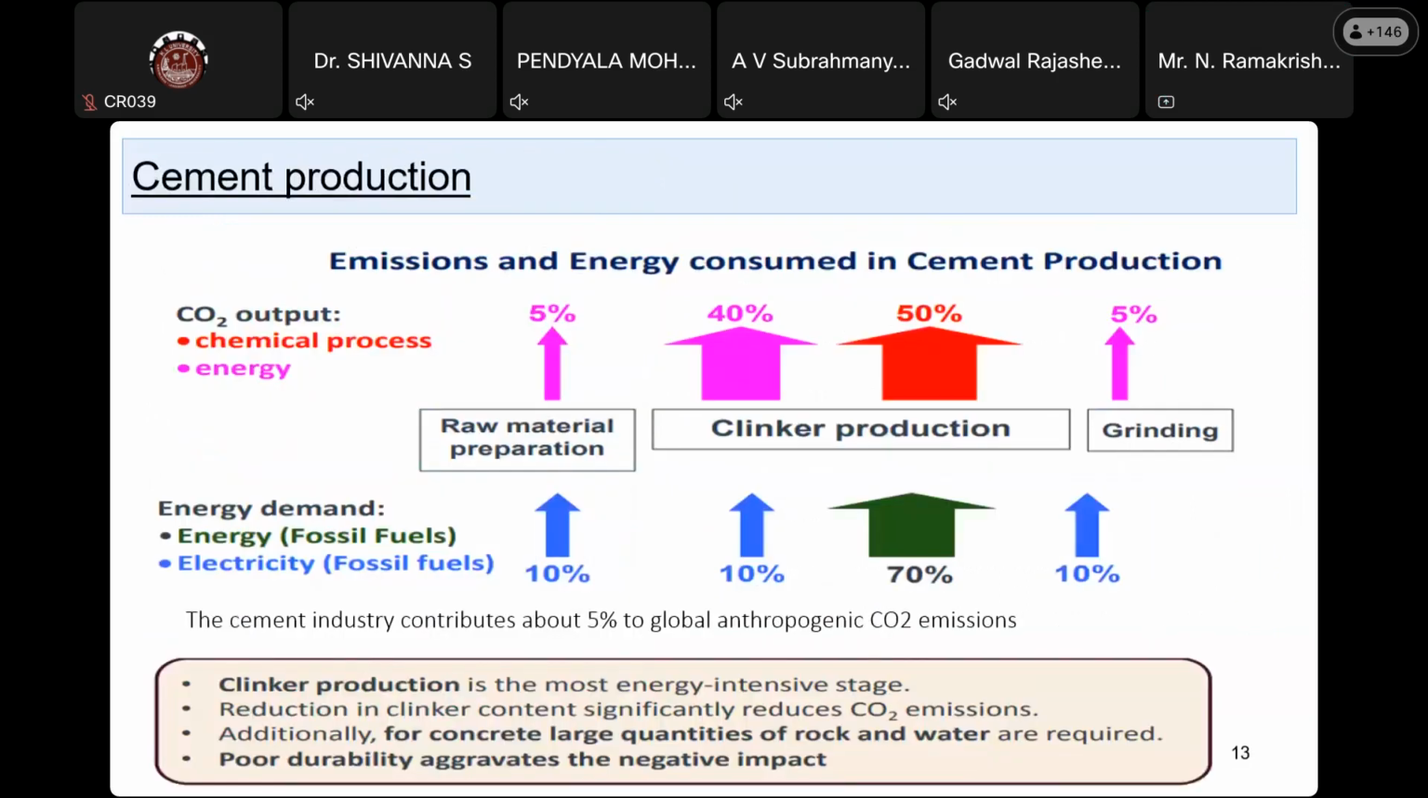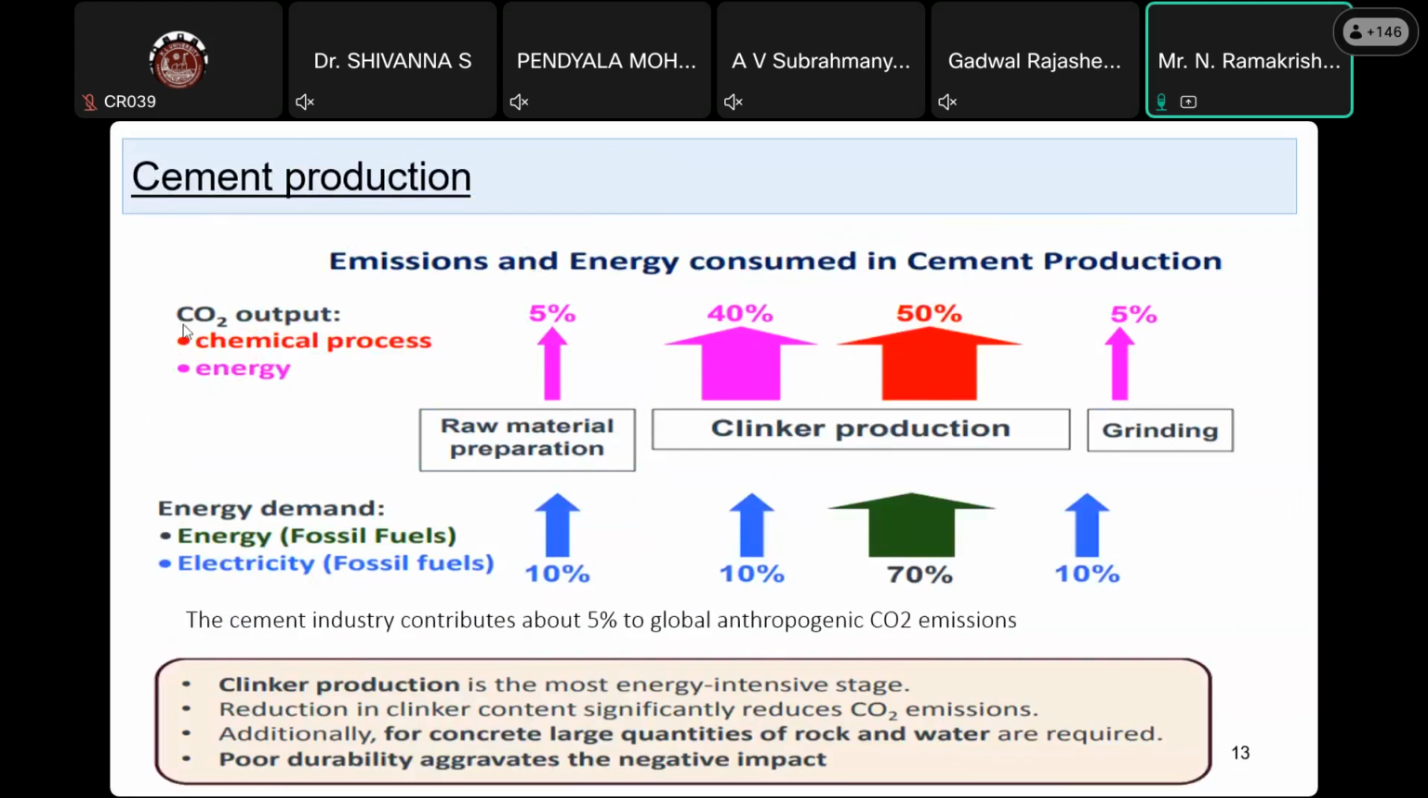So now you can see here the cement production process happening. Actually, we see a cement bag, but the groundwork done to get the cement is a lot. That's what we are going to see, how it consumes energy and how it emits waste. The picture will show you clearly, right?